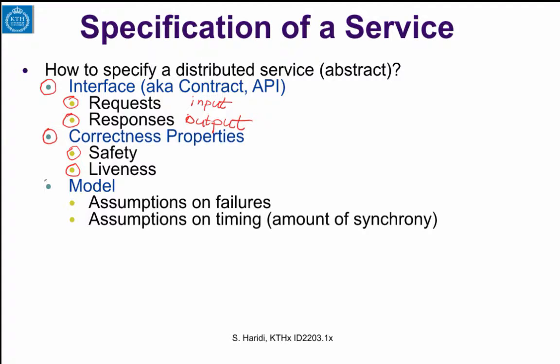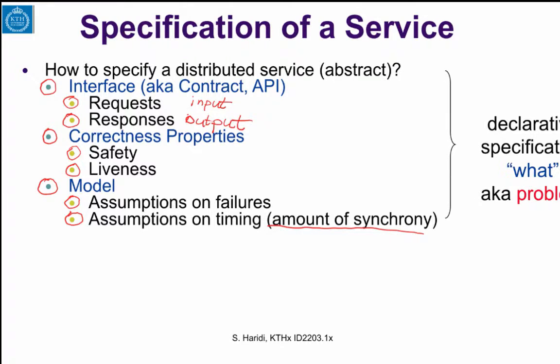Next, we have to specify what kind of distributed system model we are working with. As I just mentioned before, this is about the failure assumptions of the model and the timing assumptions of the model, which is basically the amount of synchrony that the model allows. So what we have just said is what we call the declarative specification of a service. The what part of a service, or what we can call a problem. A service and a problem are synonyms here in our case.